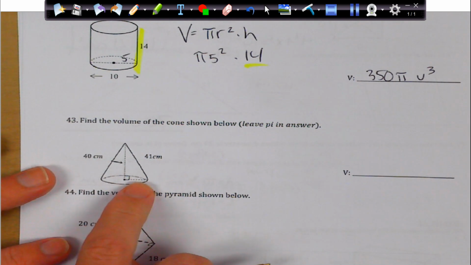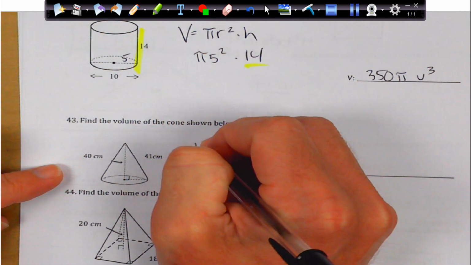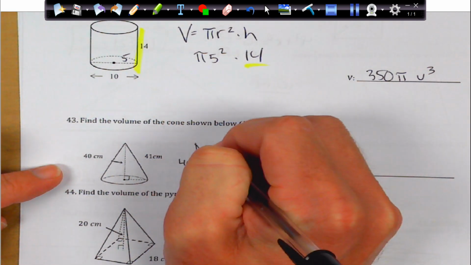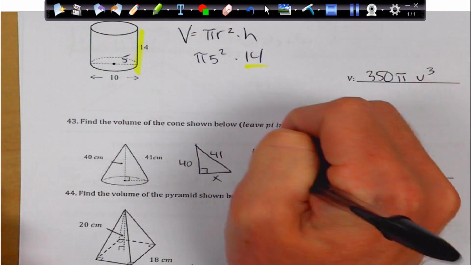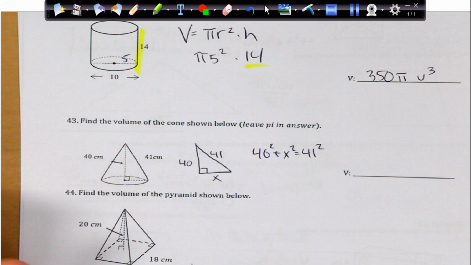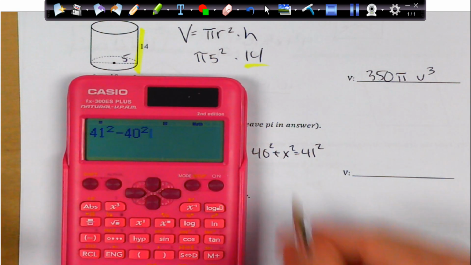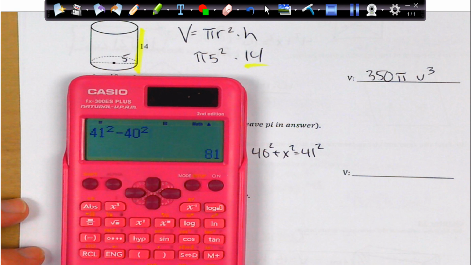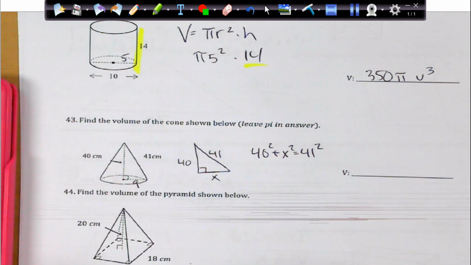This one we don't have the radius, but we do see that this is a right triangle, so we're going to go ahead and solve our right triangle by using the Pythagorean theorem. And so we got 40 squared plus x squared equals 41 squared. So again, I can just take the 41 squared, subtract the 40 squared. I'm just subtracting that in one step. You get 81. Square root of that answer is 9. So my radius is 9.